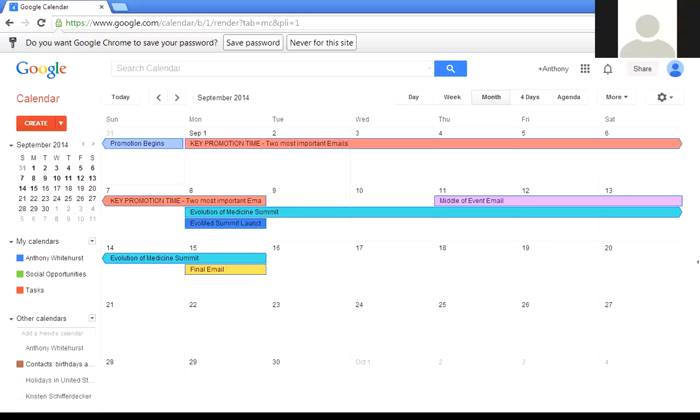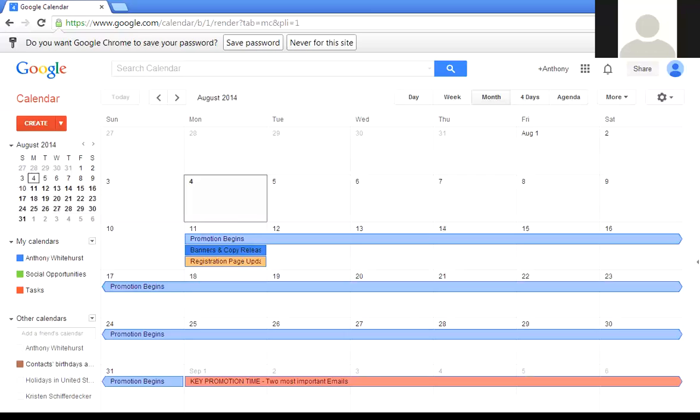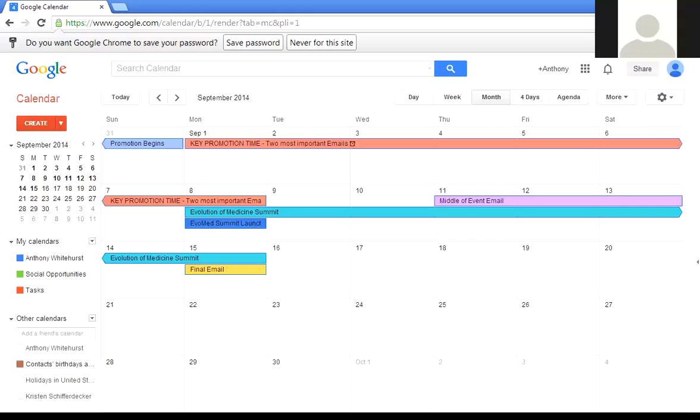Just to recap, what we're talking about is 5 emails communicating to your audience. The first is in August, when the promotion begins, sometime between 1 month before and 2 weeks before. The second and third are in this key promotion time, the 2 most important emails that you'll send, that week before the summit to the first day of the summit. The fourth email will be somewhere in the middle of the event, and you can use this with a particular day that has speakers that you know will engage your audience. And then the final email will be at the end of the summit.